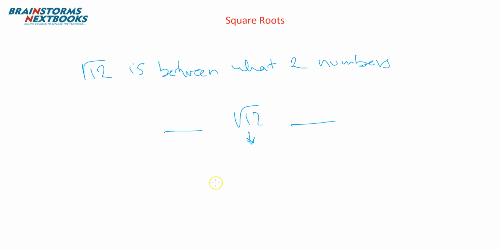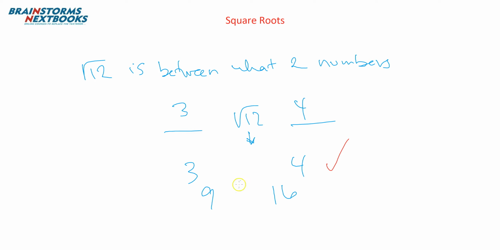Well, let me see. Root 12, some decimal. Maybe it's between 3 and 4. Okay, so 3 squared would be 9 and 4 squared would be 16. Is 12 between 9 and 16? Totally, this combination works. So root 12 is somewhere between 3 and 4. All right, is that cool?